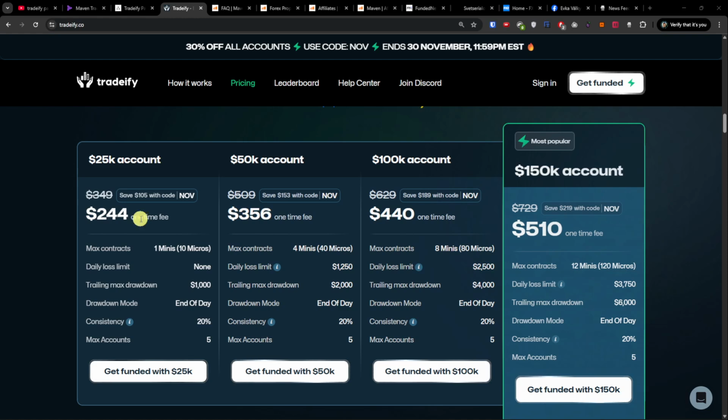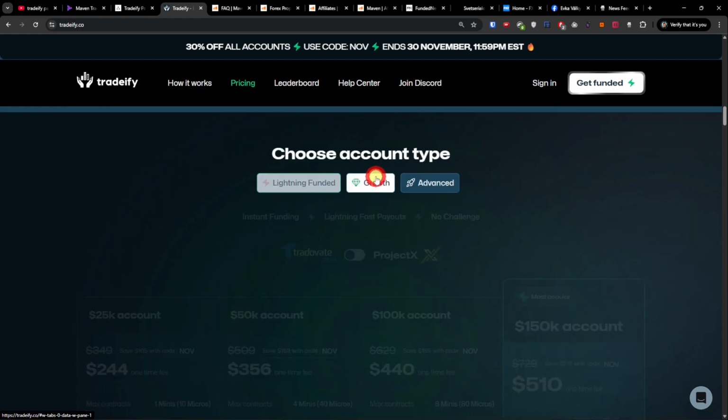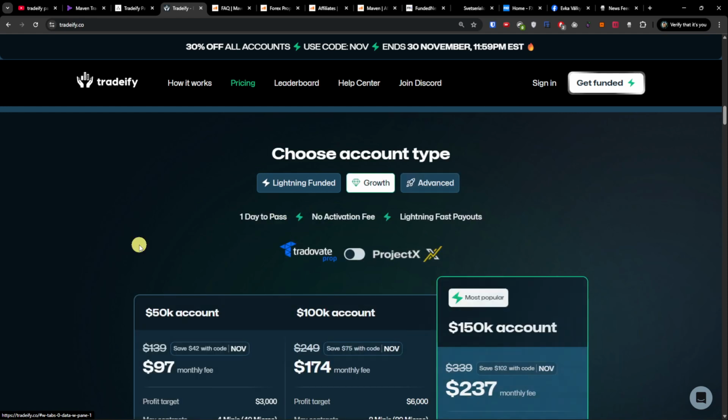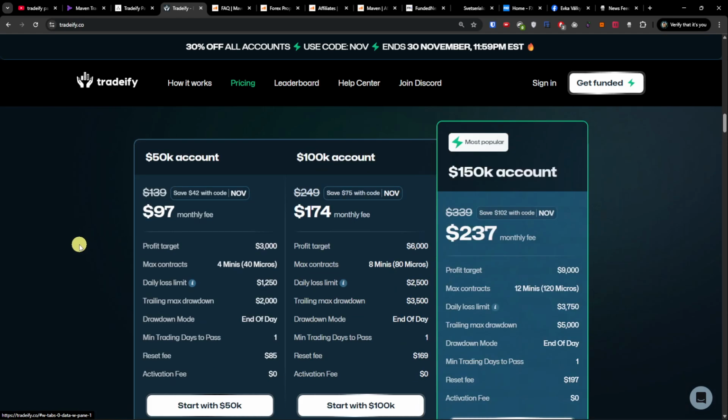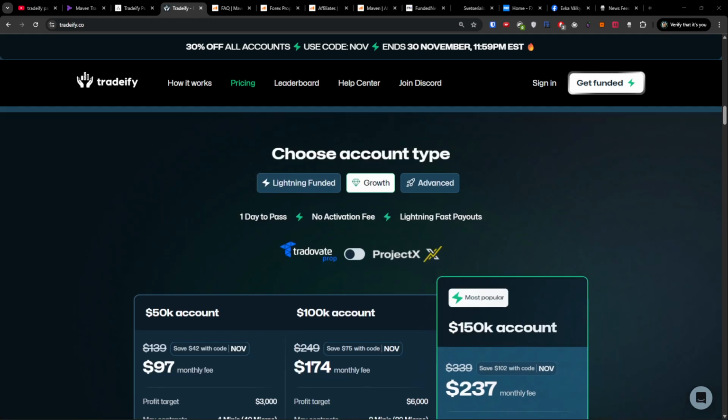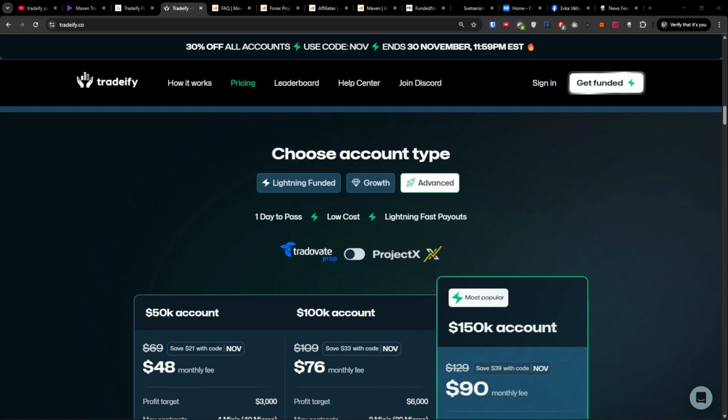Then for the account balance that you actually need for the growth, and let's say for the advanced. So for the growth, let's say you have a 50k account, you need to have 53,000 for the withdrawal. For 100k, you need 104k, and for 150k, you need 156k. And that's really similar also for the advanced too.